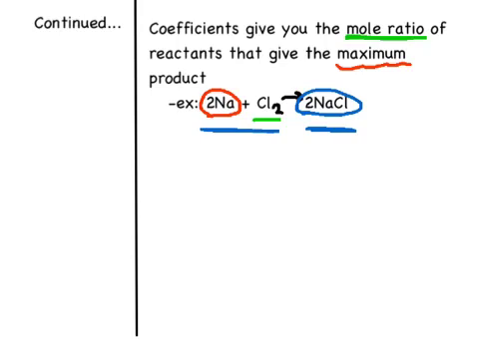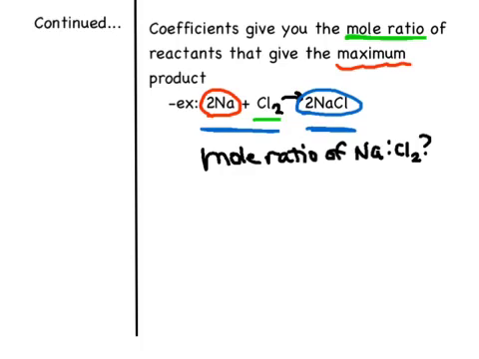When we're talking about mole ratio, we can take a look and see, what's the ratio between sodium and chlorine? Well, sodium has a 2, so we have 2 moles of sodium for every 1 mole of chlorine in this reaction. Pretty easy. So we always need 2 moles of sodium and 1 mole of chlorine to give us our maximum amount of product, which is 2 moles of sodium chloride.